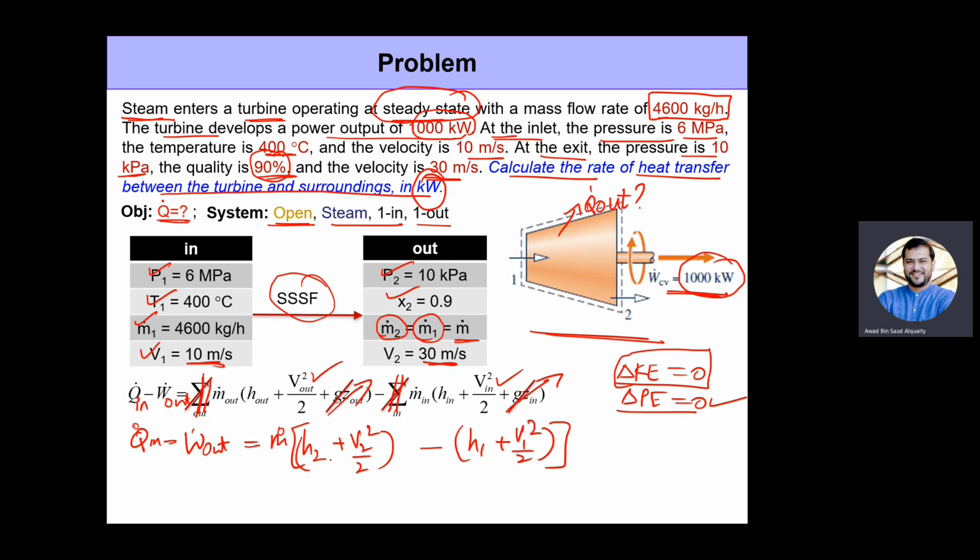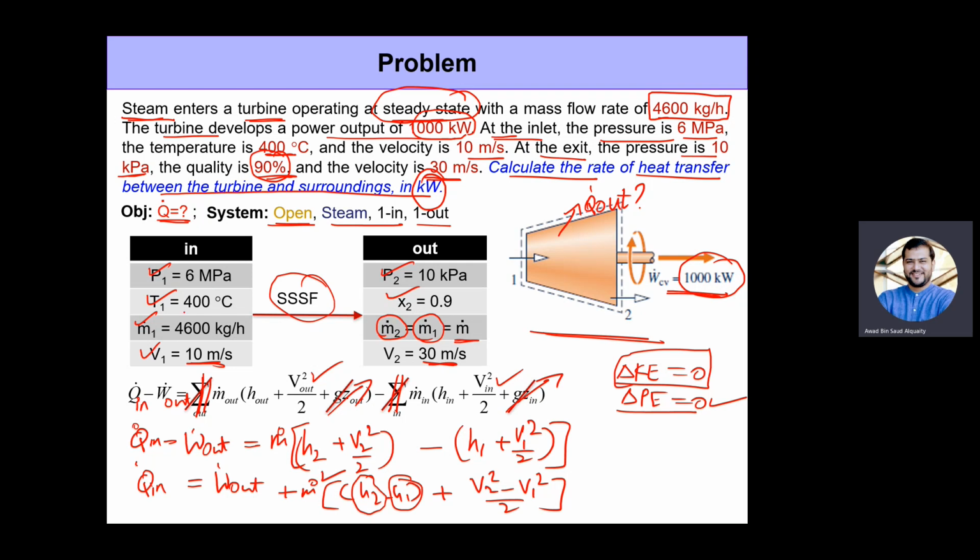All right. Now I can rearrange this basically to be in the form of Qin, which is what we want to determine, right? So Qin could be written as work output plus m dot times h2 minus h1 plus V2 squared minus V1 squared by 2. Okay, so here we know m dot, it's given in the question. h2 and h1 can be determined because we have enough information.